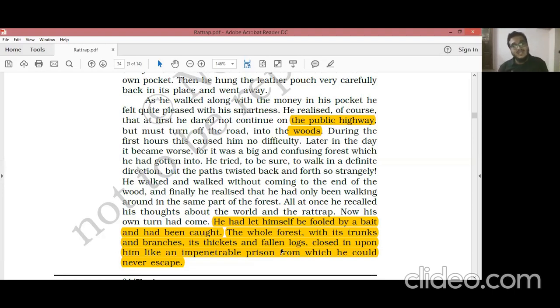So just till here we'll be doing today. Next class will continue from the next page, page number 35. Till here we have done it. Next class will continue from here, students.